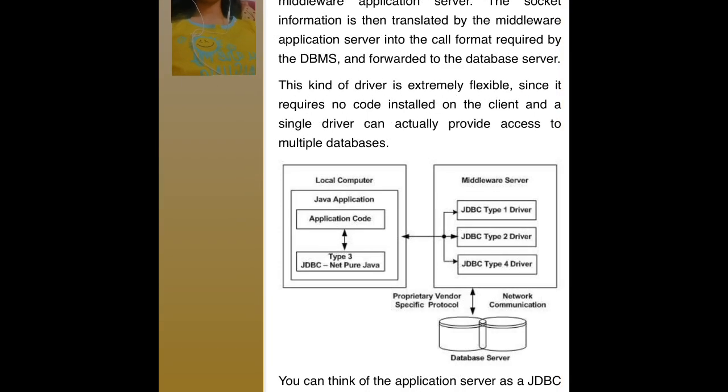Type 3: JDBC-Net pure Java. In a Type 3 driver, a 3-tier approach is used to access databases. The JDBC clients use standard network sockets to communicate with a middleware application server. The socket information is then translated by the middleware application server into the call format required by the DBMS and forwarded to the database server.